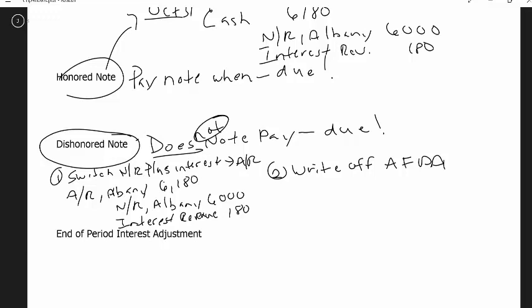for doubtful accounts. And so then I would write it off by debiting allowance for doubtful accounts for $6,180 and crediting the accounts receivable for $6,180. So that would be honoring a note, dishonoring a note, and dealing with notes receivable.